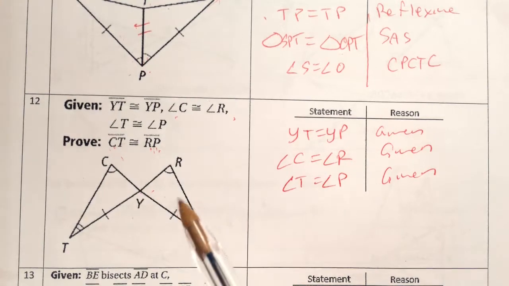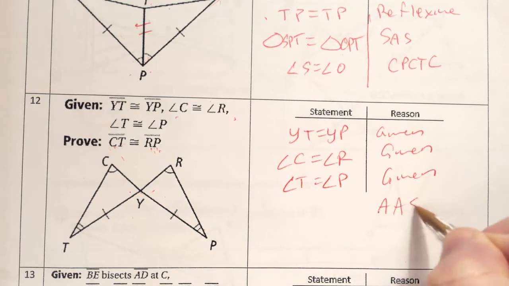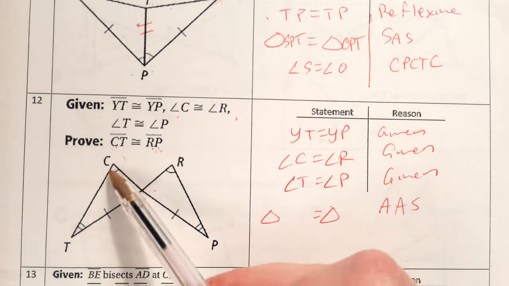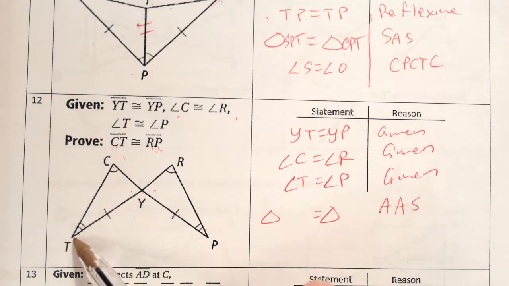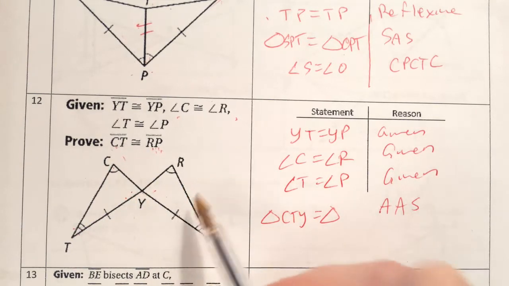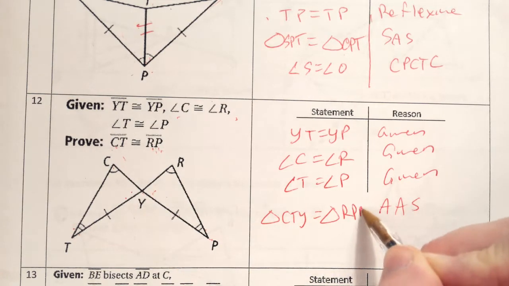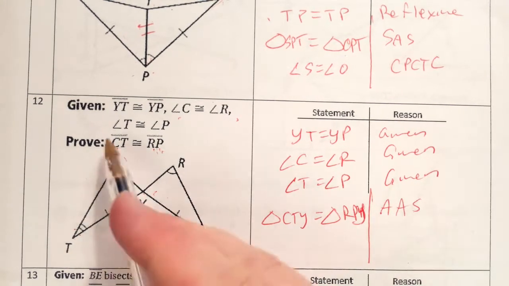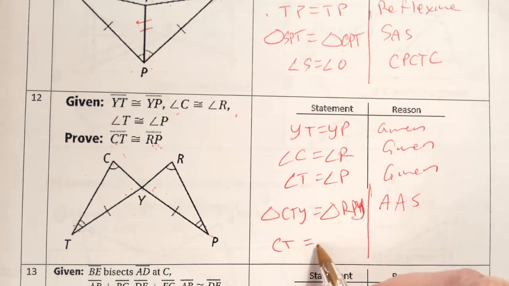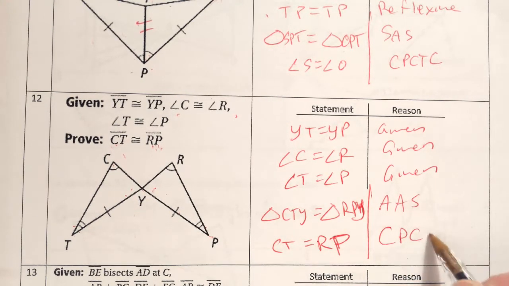Now, what do you have more of, angles or sides? Angles. Go to the third angle, go in a circle, we get angle, angle, side. So because of angle, angle, side, the two triangles are equal. All right, what were the triangles? Okay, I'm going to do single, double, nothing. So CTY. Do single, double, nothing, do the same pattern on the other ones. Single, double, nothing will be RPY. Okay, so now the last thing you always write is what you're trying to prove. And the reason in this particular case is CPCTC.